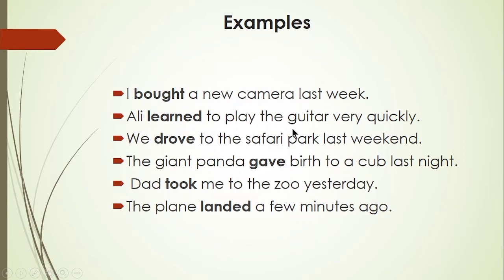Ali learned to play the guitar very quickly. Ali is the subject, learned, second form of learn, to play the guitar very quickly, rest of the sentence. We drove to the safari park last weekend. We, subject, drove, second form of drive, to the safari park last weekend, rest of the sentence. The giant panda gave birth to a cub last night. The giant panda is the subject, gave is the second form of give.